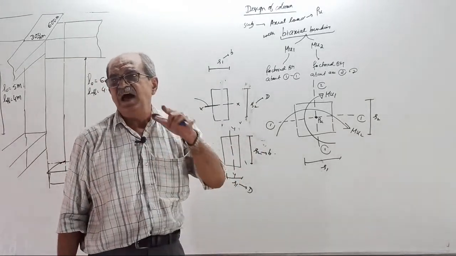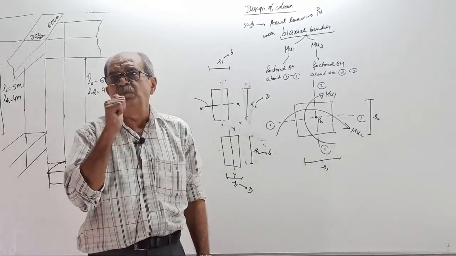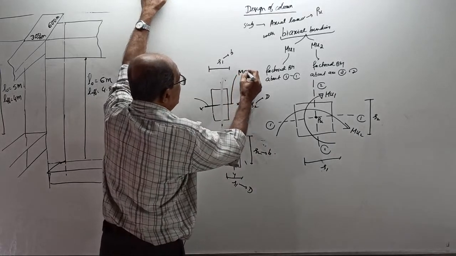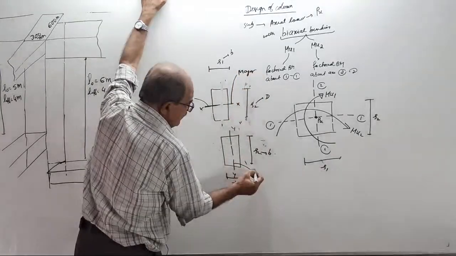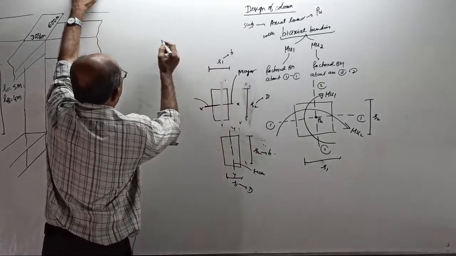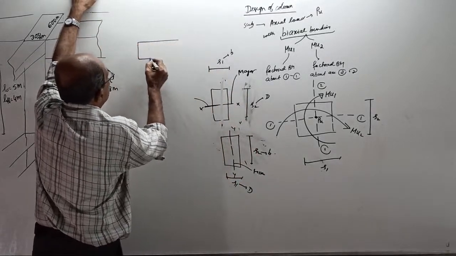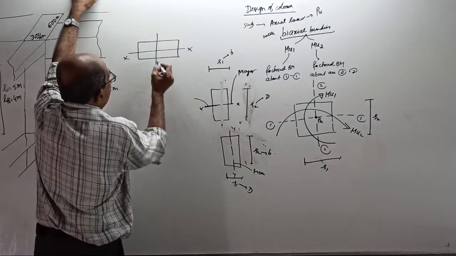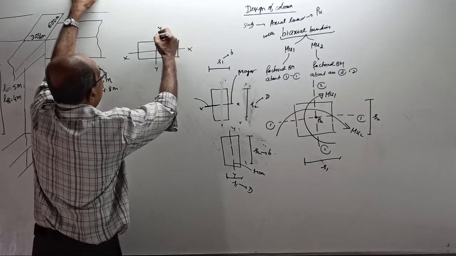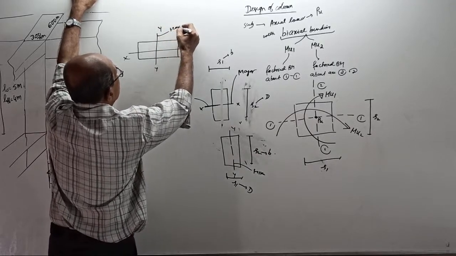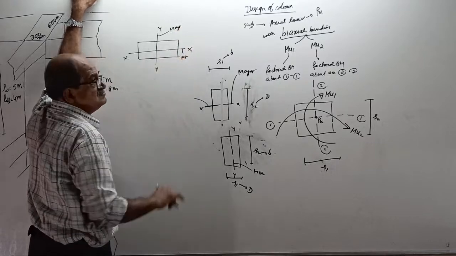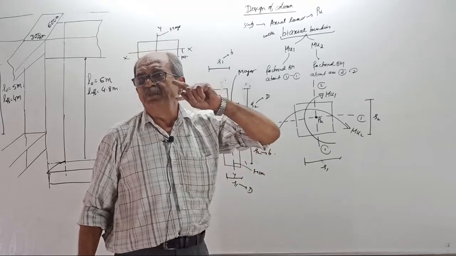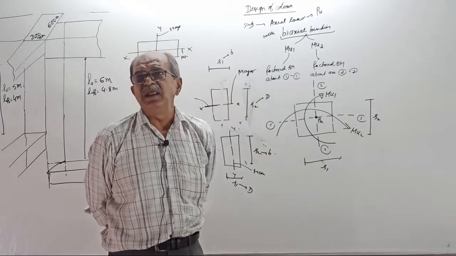Which axis has higher moment of inertia? That is called major, which is minor. So here XX becomes major and YY becomes minor. Now the same column, if I place this way, and still write this is XX and this is YY, not IS code, then here your YY will become major, XX will become minor. But IS code told not that way. Whatever way you place, which is major, you call XX, which is minor, you call YY.